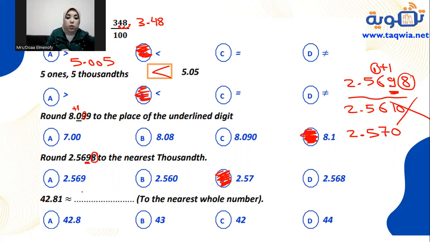Okay, here we have 42.81. I want to round it to the nearest whole number. So to the nearest whole number, we're going to underline the digit in the ones place and circle 8. So is 8 here weak or strong? What do you think? Yes, it is strong. We'll give 2 a 1. Yes, it's going to be 43.